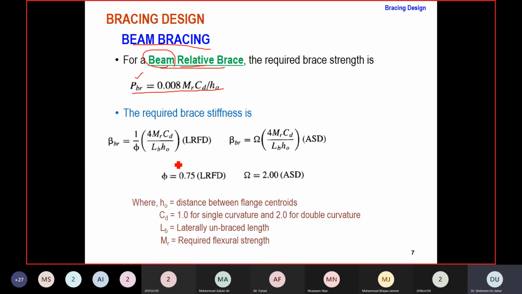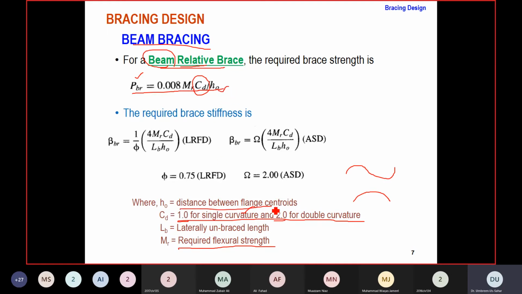So within this formula, what is MR? MR is the required flexure strength of the beam. What is CD? Here, this CD is 1 for single curvature and 2 for double curvature. This is for the beam. Once you are providing the bracing, then according to the moments within the beam, it can produce curvature in the form of single curvature or double curvature. So if double curvature is there, you take 2, and if it is single curvature, you take CD as 1.